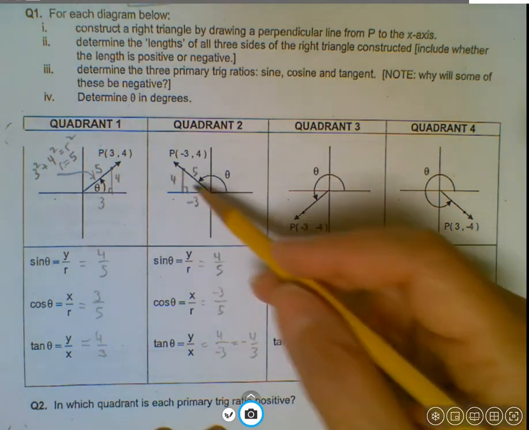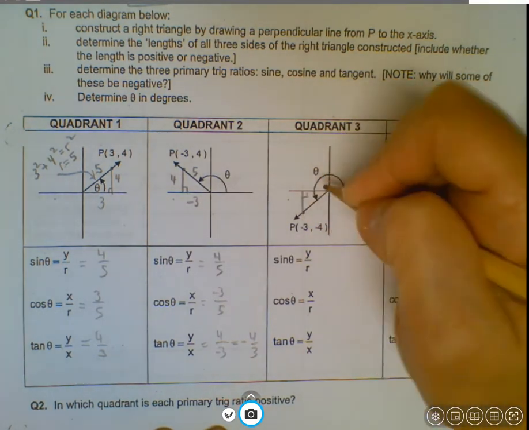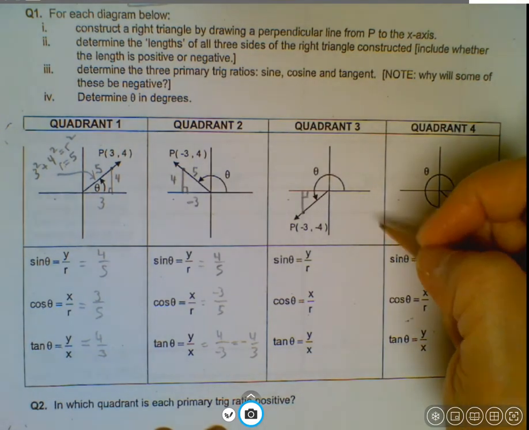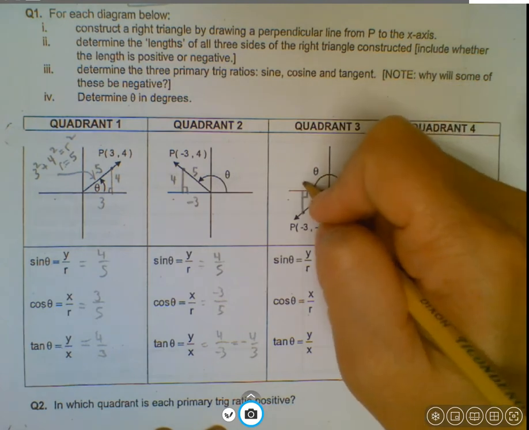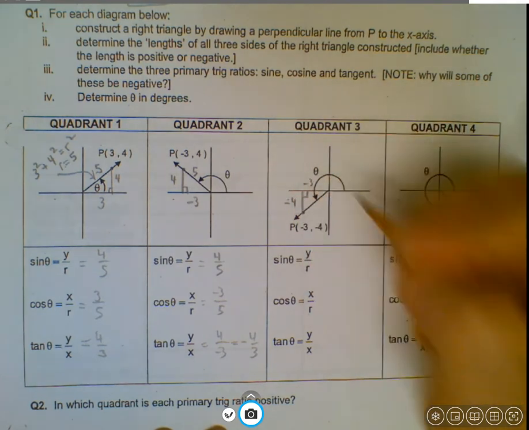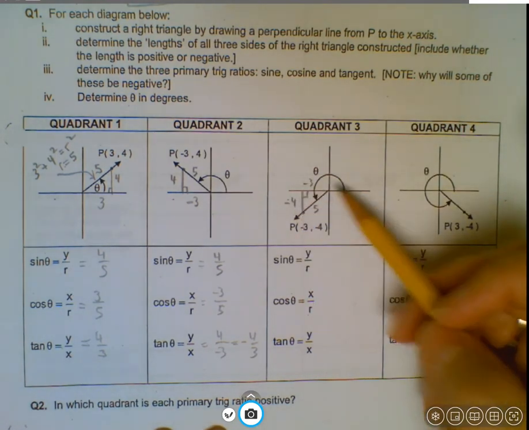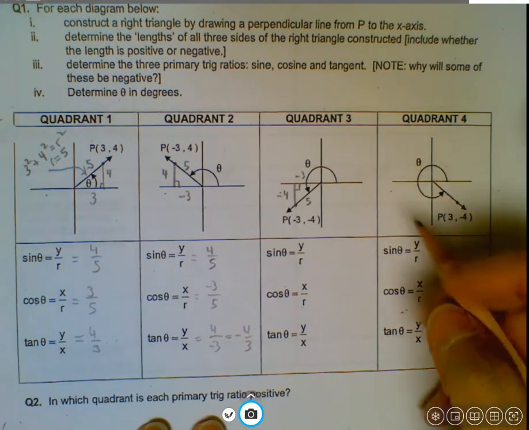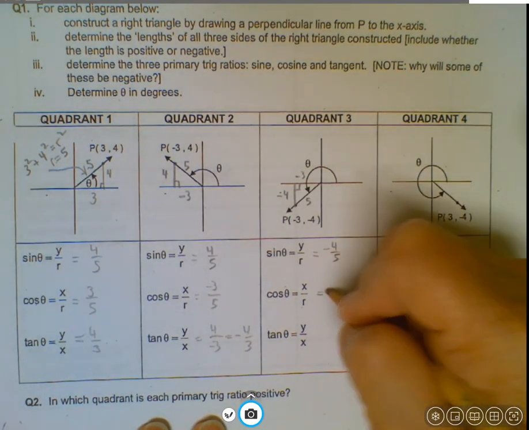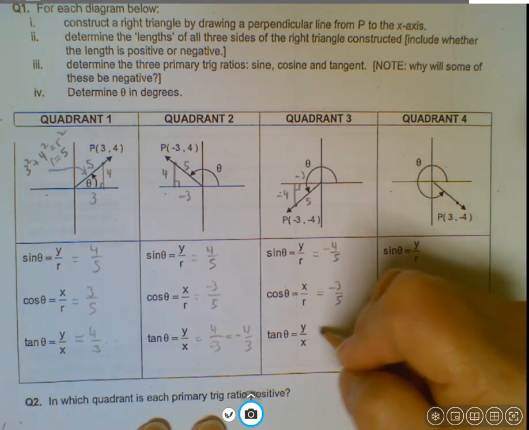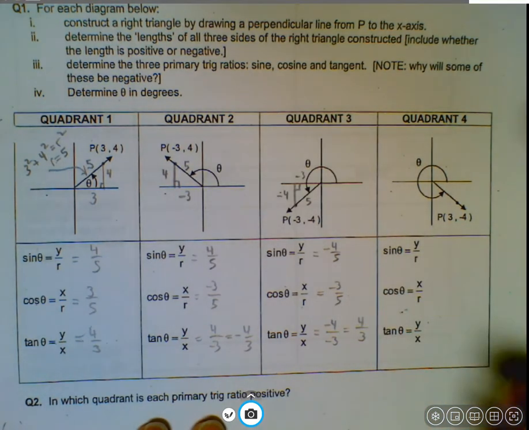So let's say we take this exact same triangle now and just flip it into quadrant 3. Same triangle, same lengths of the sides, except because of the negative coordinates here, this is going to be -3 and this is going to be -4. My hypotenuse is still 5. I still get it when I square these two and add them and then take the square root. So now my sine is -4 over 5, my cosine is -3 over 5, and my tangent is -4 over -3, which reduces to 4/3.